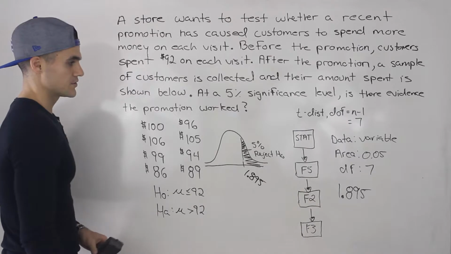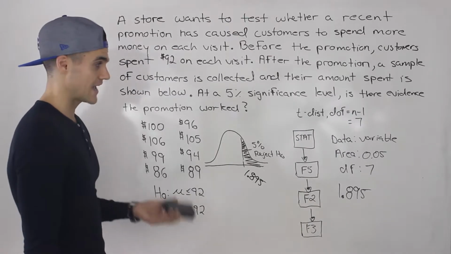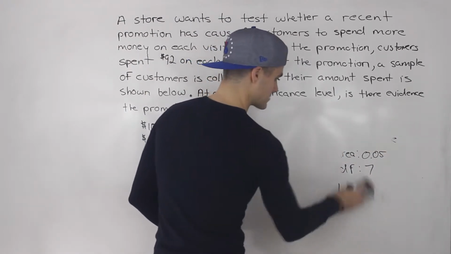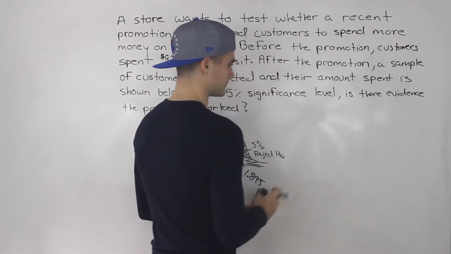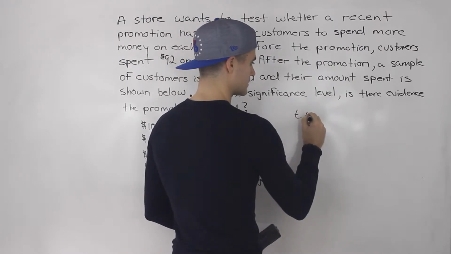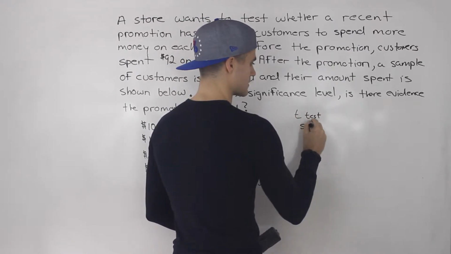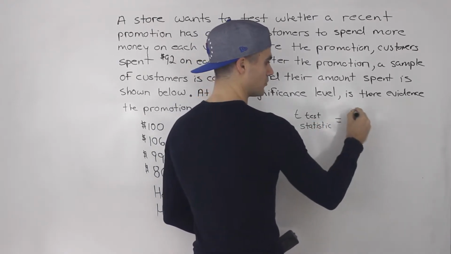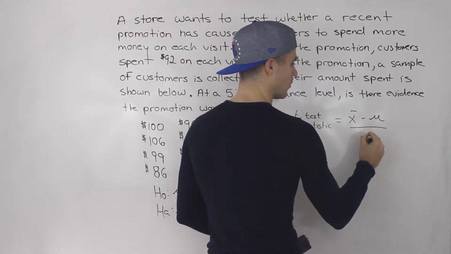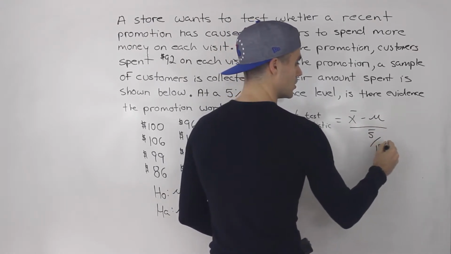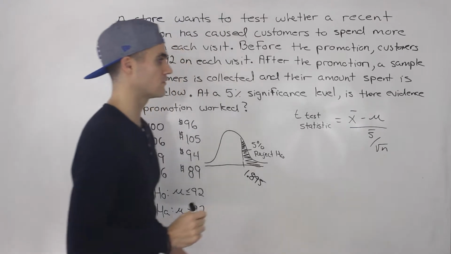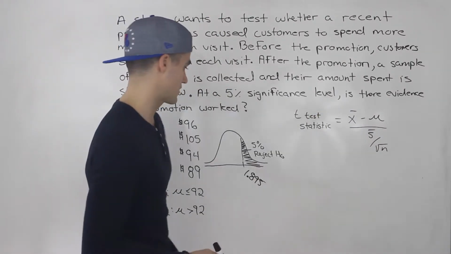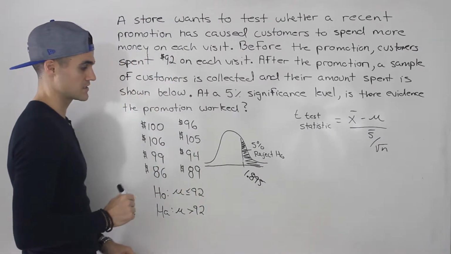Right? So now what we got to do is we have to find our test statistics. So as before, basically, our t test statistic, it's equal to what? It's equal to the sample mean minus the population mean over the sample standard deviation over the square root of n. But as I mentioned, we're not given this sample mean and this sample standard deviation. We have to actually calculate it from this list.